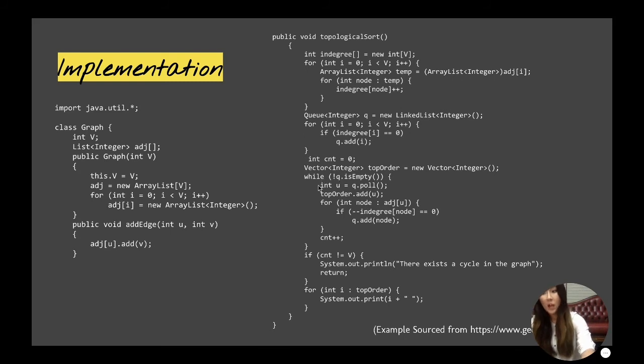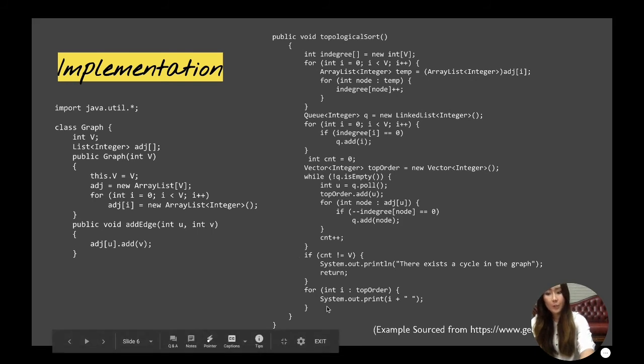So while the queue is not empty, we are going to iterate through all the neighboring nodes of the dequeued node and decrement their in degrees by 1. And after this process, we can use a for each loop to print the topological order.